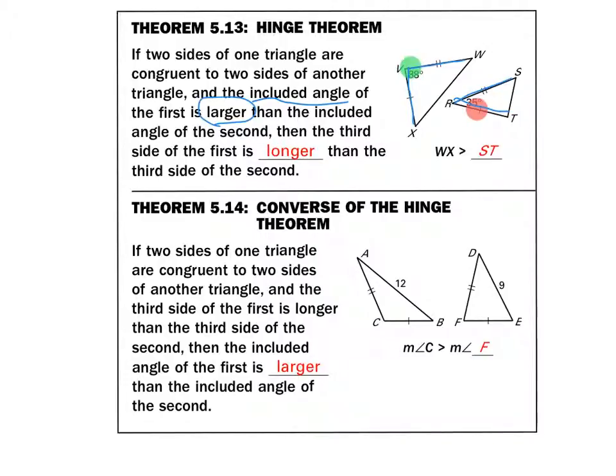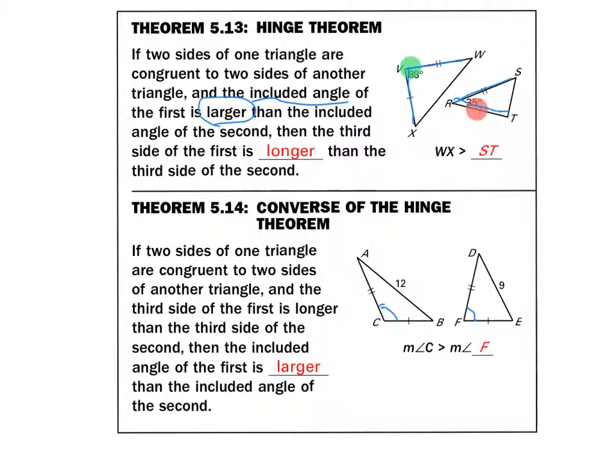Okay, so again, if two sides are congruent, but the included angle is greater, then the opposing side in the triangle is greater than its corresponding side in the second triangle. The converse of it is also true. If two sides of one triangle are congruent and the third side, so now we're only talking about the side, the third side of the first triangle is longer than the third side of the second triangle, then the included angle, in our case here C, is greater than the included angle of the second, which is F. See, F is facing 9 and C is facing 12.